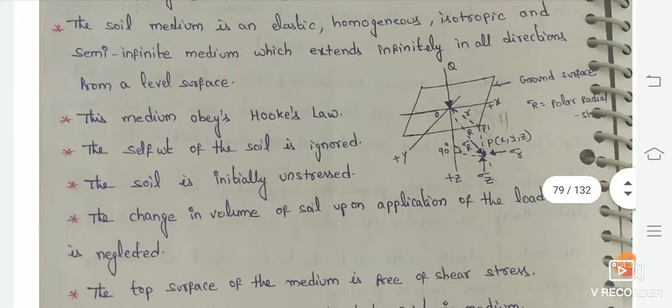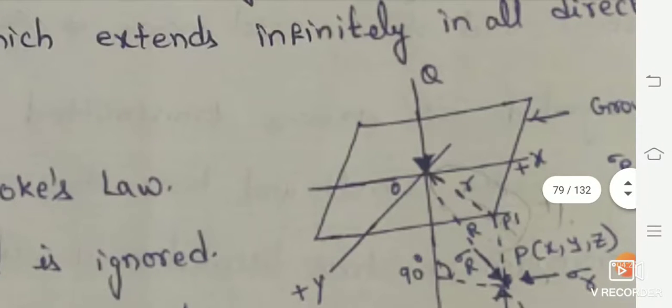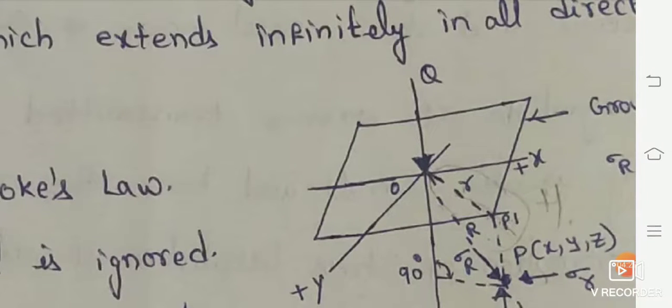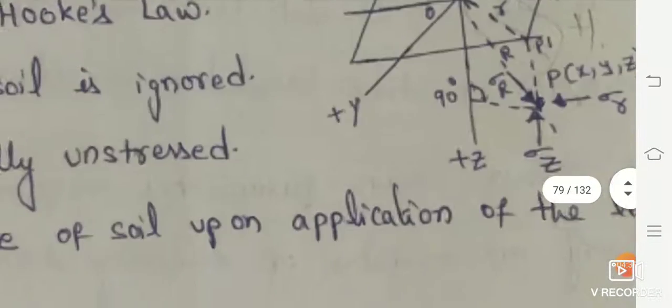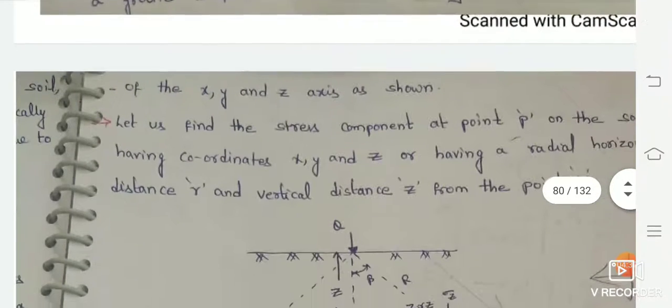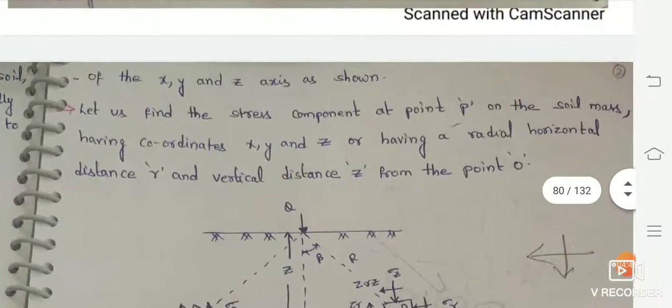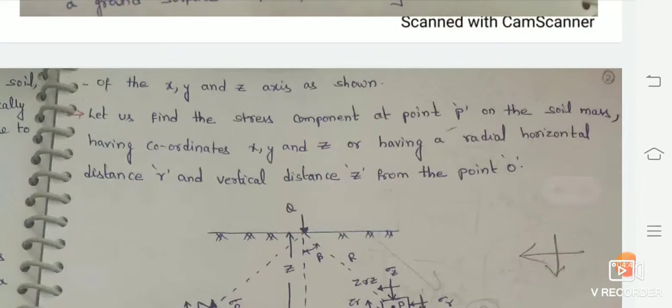As you can see in the picture, we are considering this point Q, and the point O is our center, the origin, from which we take the X direction, Y direction and Z direction in the same way. Now let us find out the stress components for P.